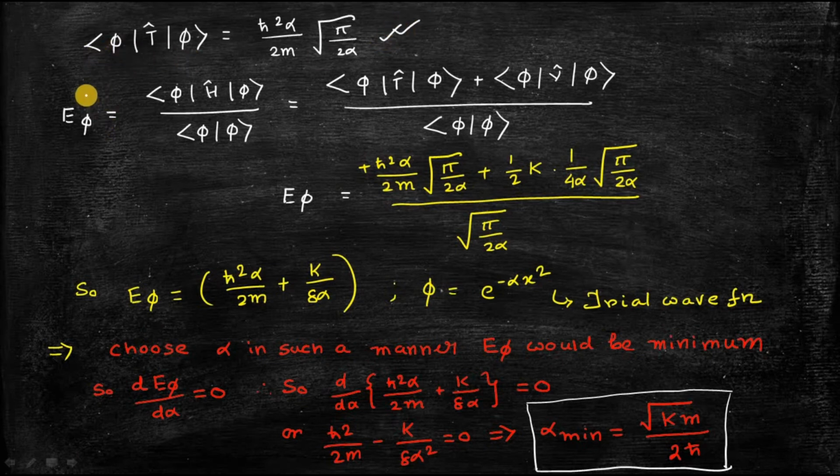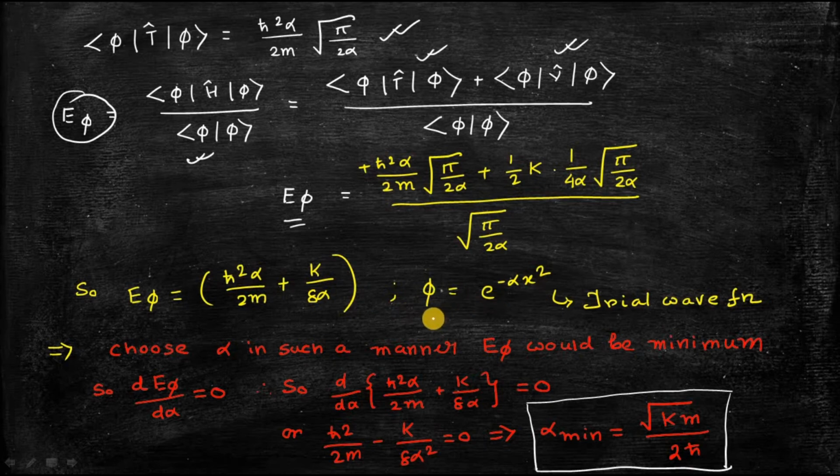Okay, now we could determine the expectation value, because I have told you that the expectation value for the trial wave function phi is equal to this. This term I have already determined, this term also I have determined, and this integral also I have determined. So all those terms I have inserted into this equation, and the final E phi value, that is the energy of the trial wave function, is h cross square into alpha by 2m plus k by 8 alpha.